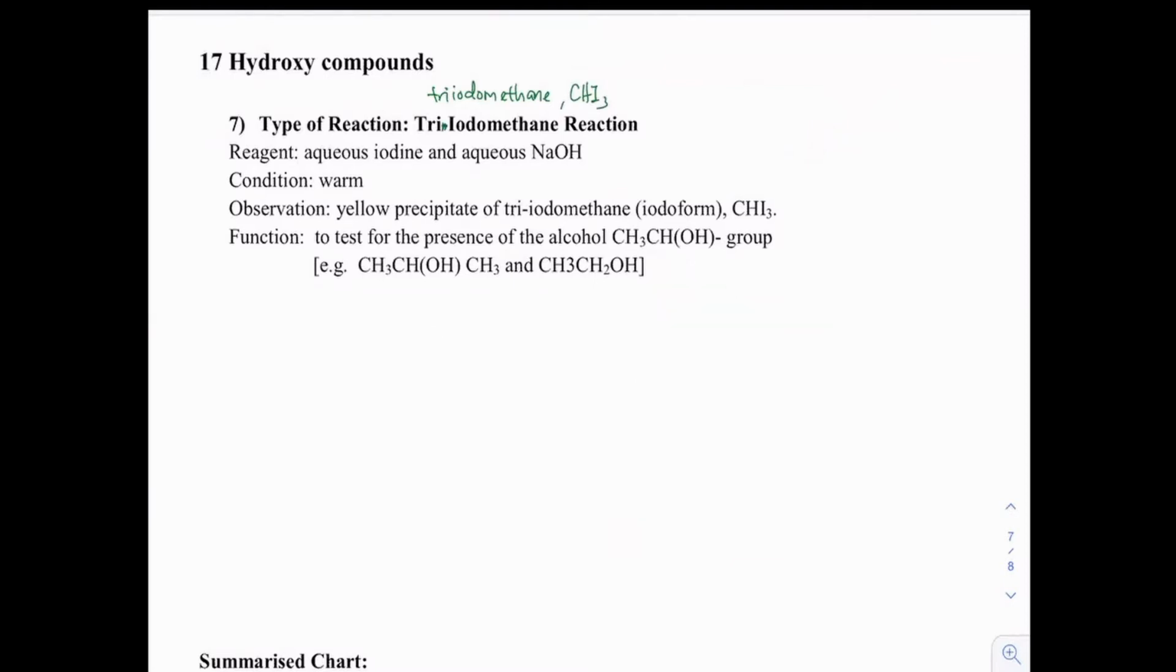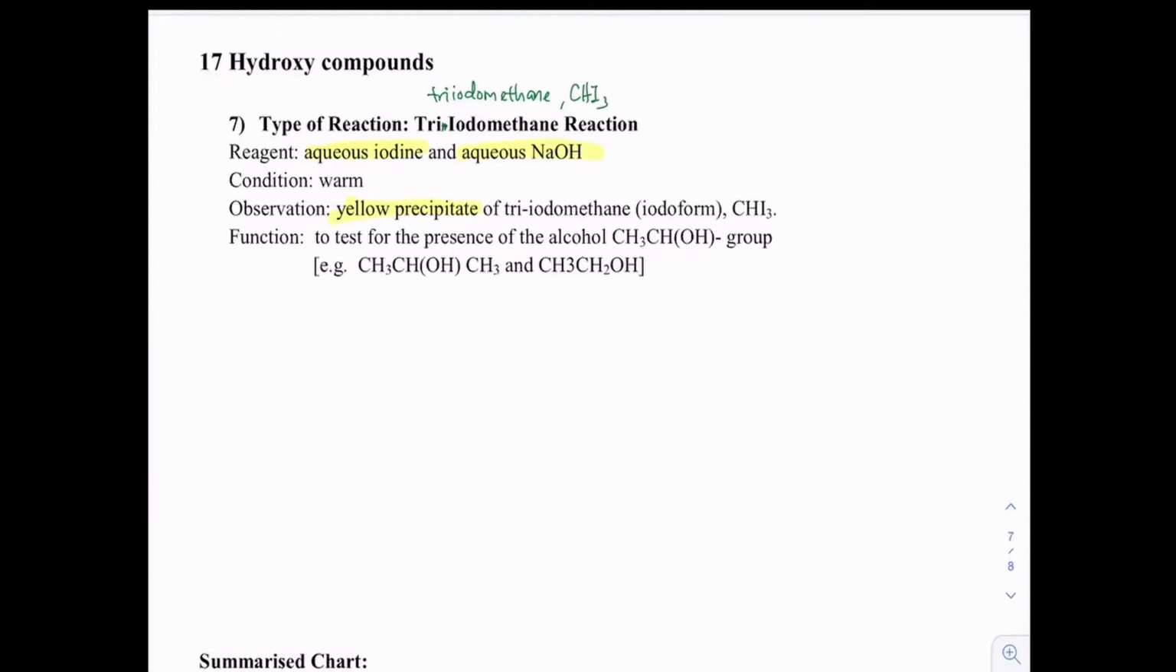So triiodomethane reactions means it's a test. It's a test reaction where the test involves two reagents: aqueous NaOH and also aqueous iodine. Two reagents. The condition is warm, and if you have a positive test, the observation is yellow precipitate. Yellow precipitate of the CHI3, which is known as triiodomethane.